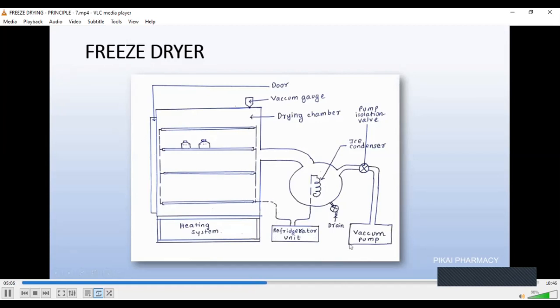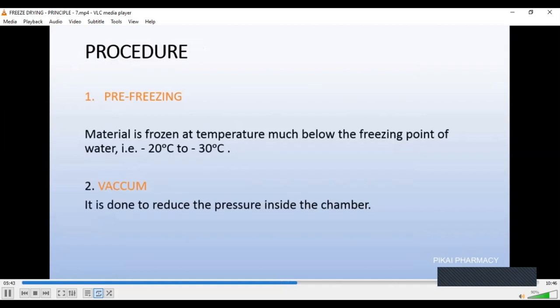Then the vacuum pump is turned on, which decreased the pressure, and then the heating system is turned on. So now it is called the primary heating. So what does this primary heating do? It increases the temperature gradually, and with increase in temperature at a low pressure, sublimation occurs, which converts the ice present on our sample to vapor. And this vapor is collected by this ice condenser, and it converts it into solid ice, and it is drained out through this outlet.